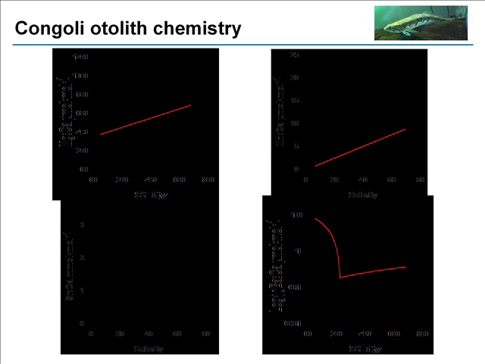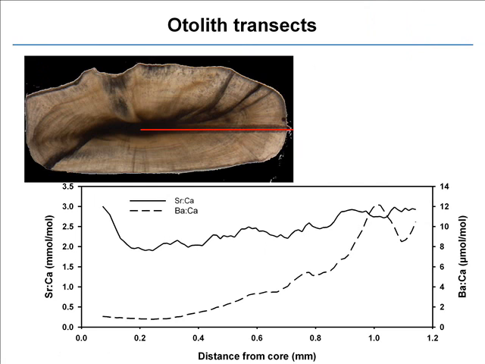Now, rather than focusing on a single element and a single point in the life history, so these were taken from the edge of the fish, which would be representative of when they were collected, we then run a transect across the fish, so this is the early life history through to when the fish was collected, and we can get results like this for a range of elements, and then based on what we know about the water chemistry, use this to make predictions about the environment they've been in.